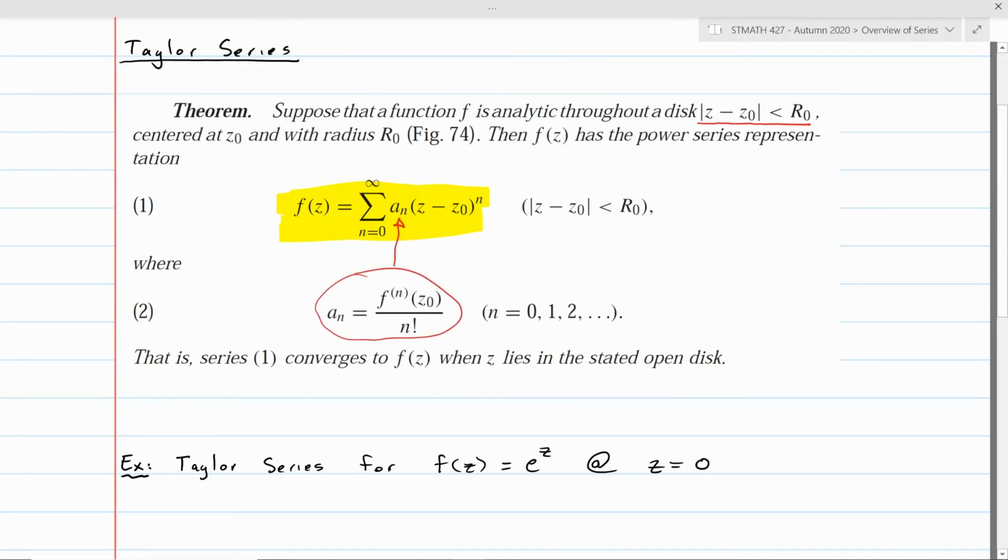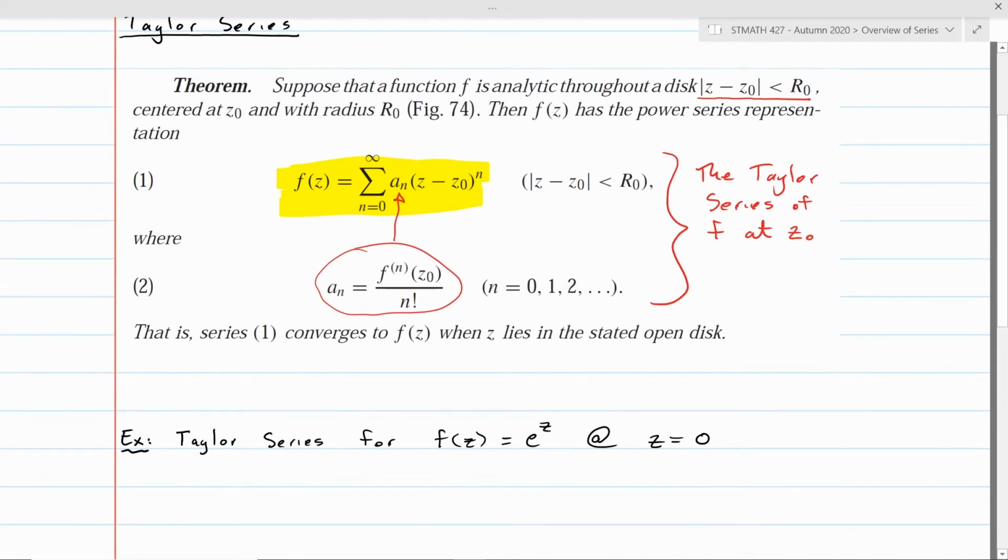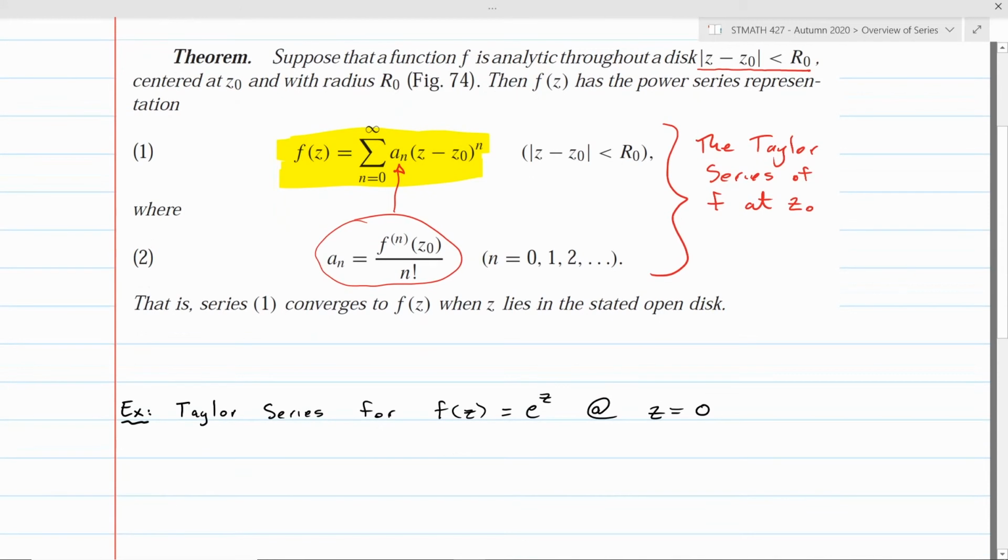And of course, that's the familiar formula for the coefficients of a Taylor series. So what we're talking about here is a Taylor series, right? The series you get from this theorem is called the Taylor series of f at z0. So we chose a point. We have to have a point that's the center of a disk where the function is analytic to make sense of this. And the series converges to that function value for each point in that disk. So it gives you a different way to think about your function.